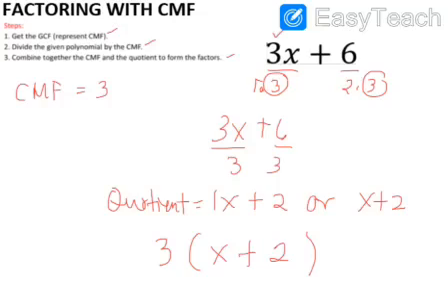So we can check our answer if it is correct. All we need to do is to go back to multiplying polynomials. So 3 times x, the answer is 3x, and 3 times 2, the answer is 6. Since we arrived at the product of our given, therefore our factor is correct. Let's try another example.